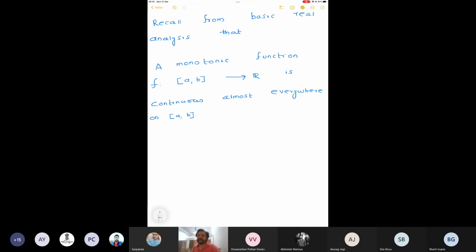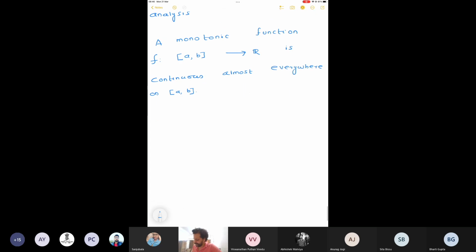The next theorem I was talking about, which I will state but not prove, is a far-reaching extension of this result. This result tells you only that a monotonic function is continuous almost everywhere. The next result, which is usually called Lebesgue theorem, tells you that a monotonic function is in fact differentiable almost everywhere. I will just state that theorem. Theorem, usually called Lebesgue theorem. Lebesgue differentiation theorem, some people call.